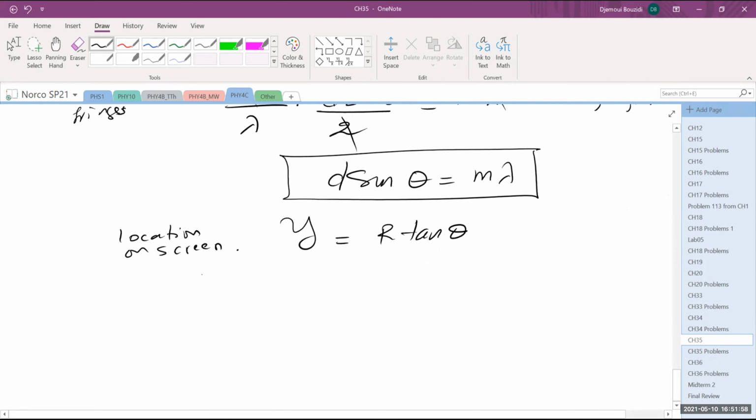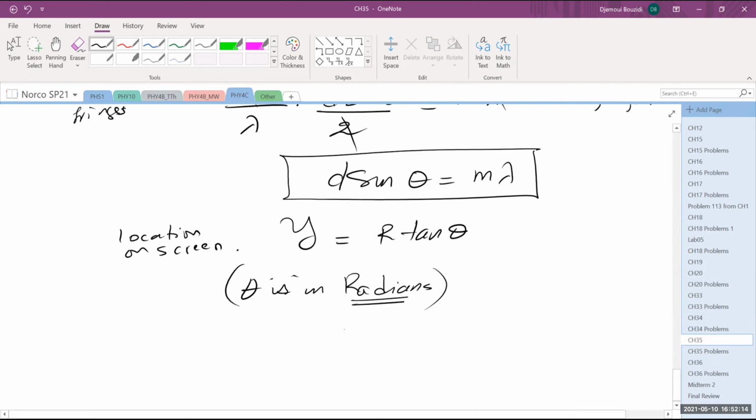So we were able to find the bright fringes. Now there is an approximation that we're going to use. Theta is in radians. If we were doing this lab and I had this major problem in one of my classes, theta has to be in radians.